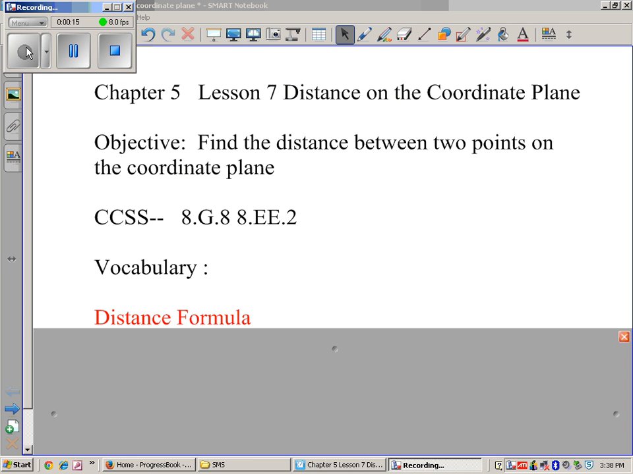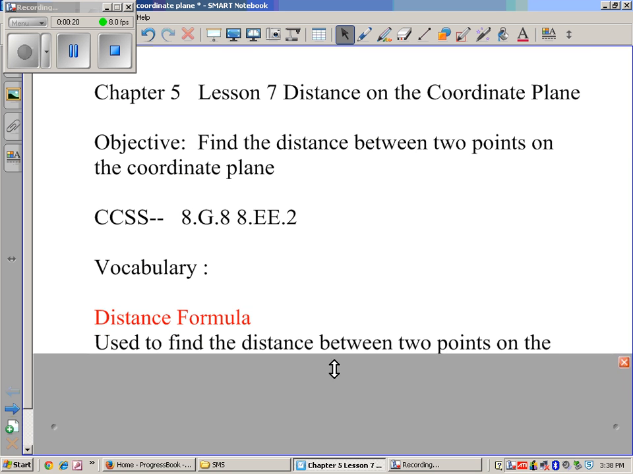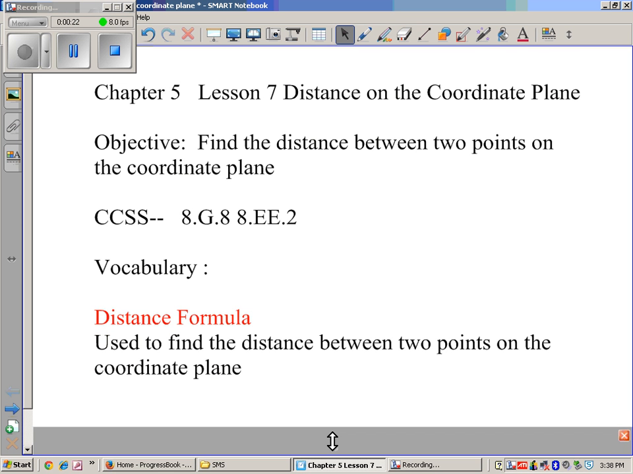We have one vocabulary word for this lesson. It is distance formula. And the distance formula is used to find the distance between 2 points on the coordinate plane. So again, you may pause the video at any time to write down the definition.